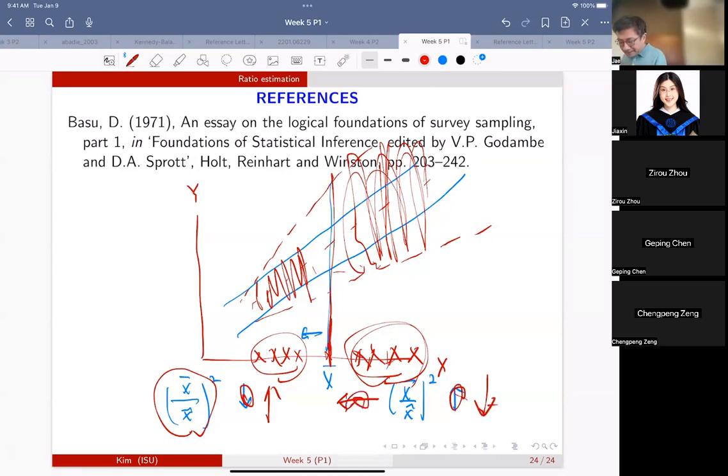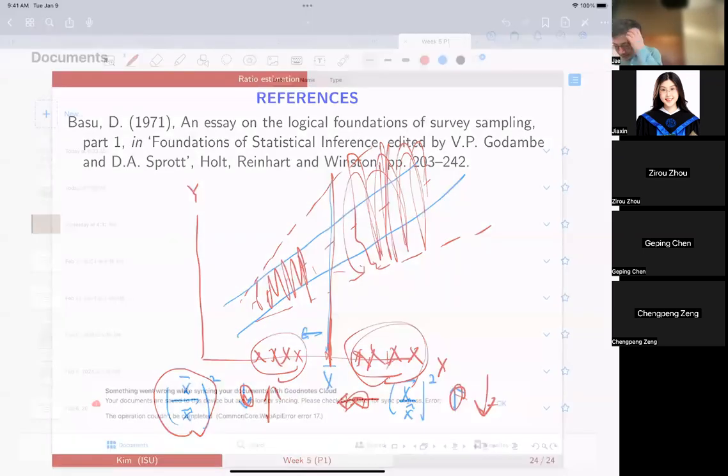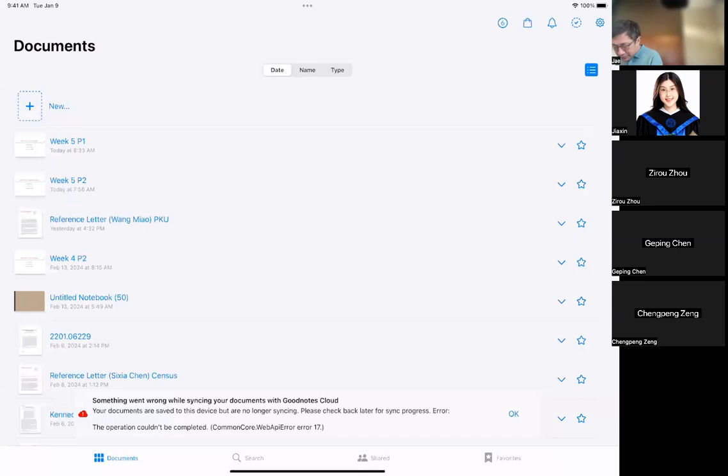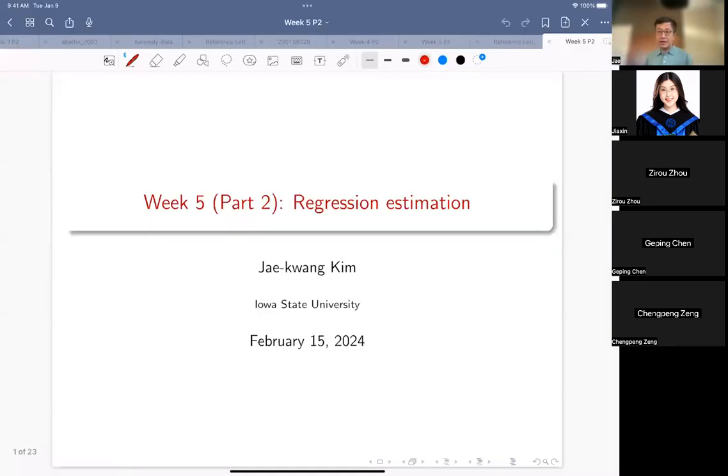So yeah, let's move on. Okay, so now we're going to move on to the regression estimator.